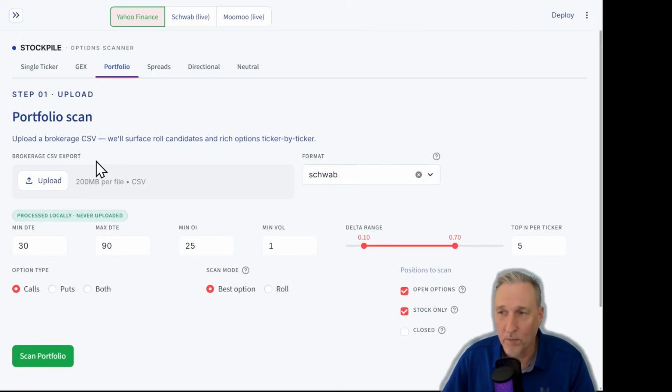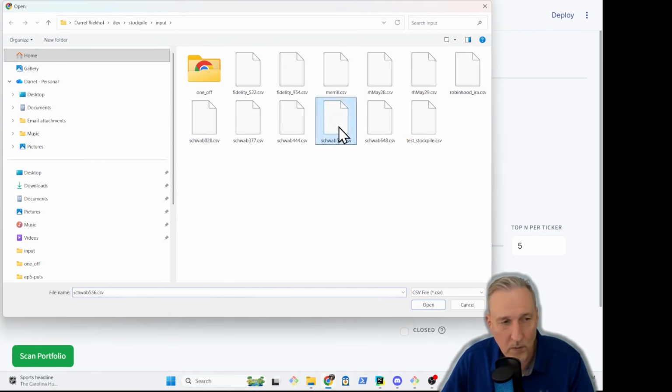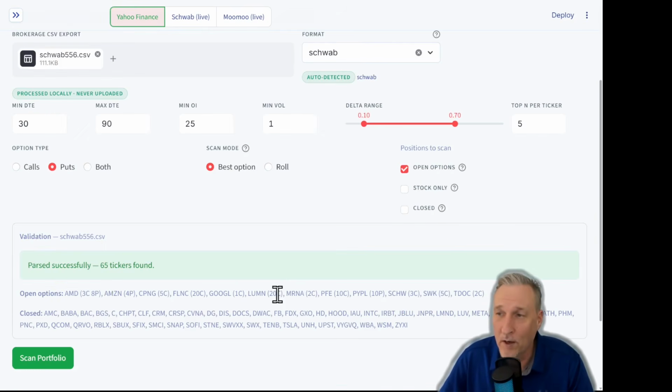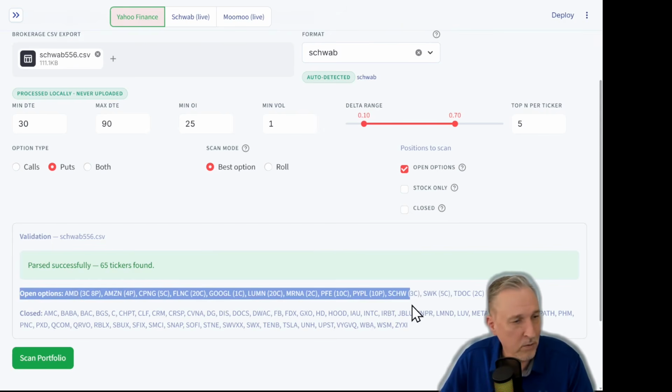And the third way we'll find puts to sell, you may have noticed the portfolio tab on the scanner before. We can import one of your broker's transaction logs, configure a few filters, puts, and only open positions, and let the scanner find the put candidates for each position passing the filters, open positions.